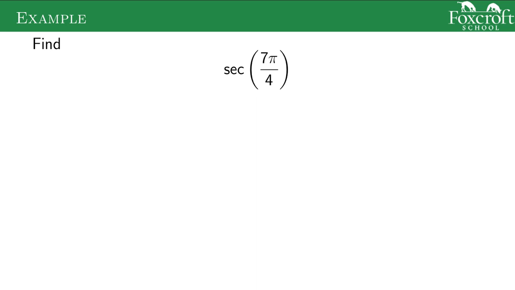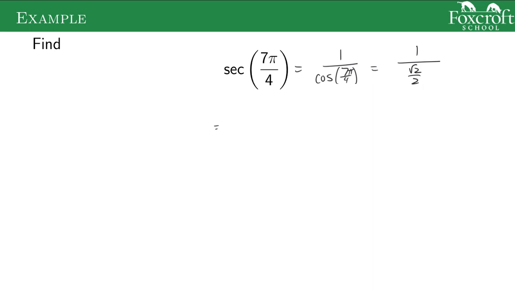All right, so let's find secant of 7 pi over 4. And some people have these things memorized and they can just do it right away. I just don't have it memorized. I just know that secant is 1 over cosine. And then using my unit circle, I know that cosine of 7 pi over 4 is the square root of 2 over 2.